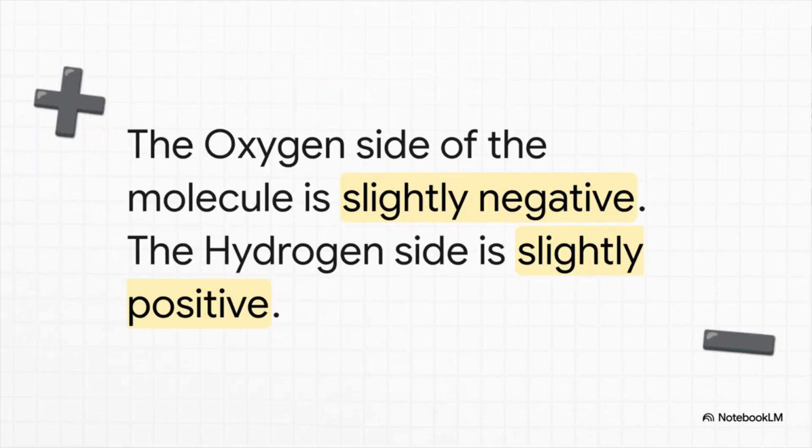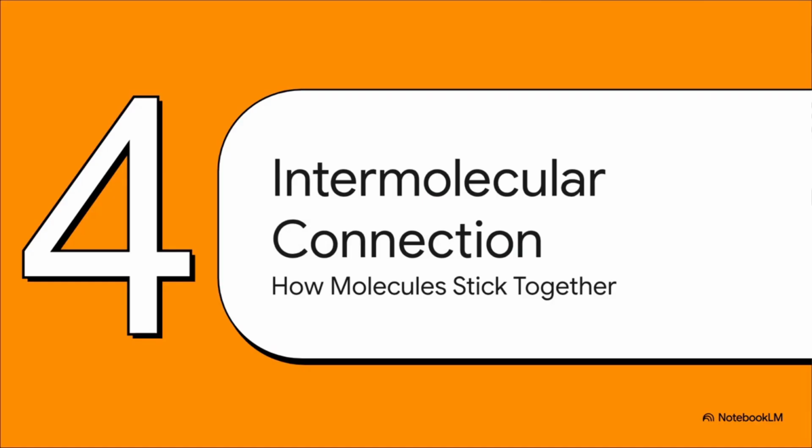And here's what that looks like. Because all those negative electrons are crowded around the oxygen, that side of the molecule gets a slight negative charge. And since the electrons are being pulled away from the hydrogens, their side gets left with a slight positive charge. So one molecule, 2 different personalities, a negative end and a positive end. This is so important. Okay, so let's zoom out.